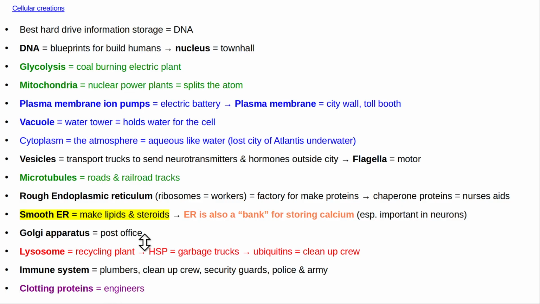So these are some of the metaphors that explain how a cell works. And the incredible thing is, life on Earth figured out how to do all this a long, long time ago, long before humans figured out how to do all this stuff. So I hope you found that helpful.